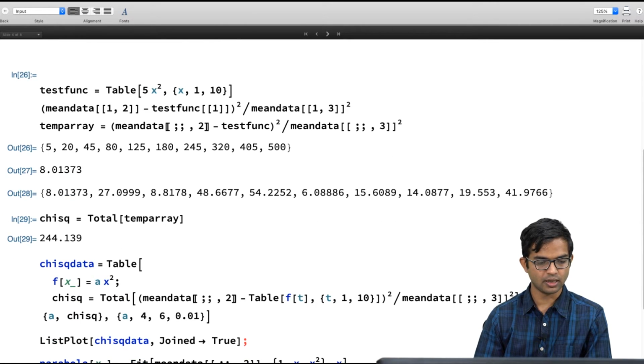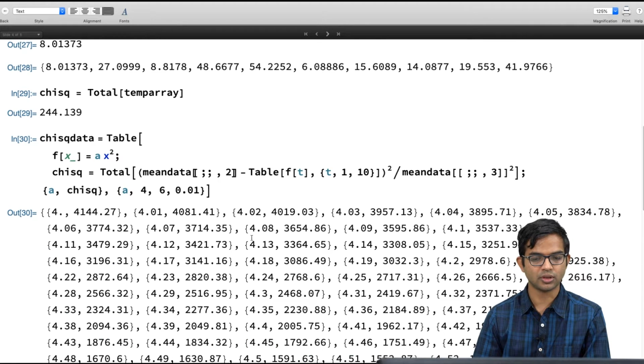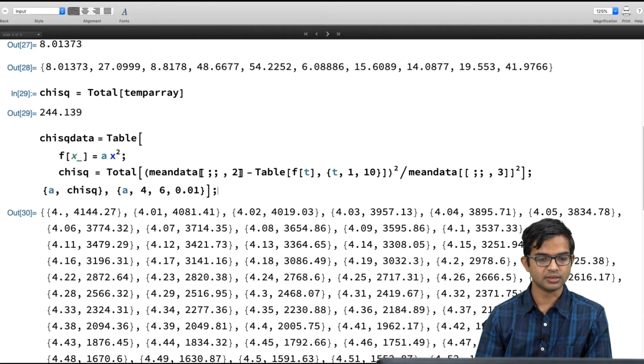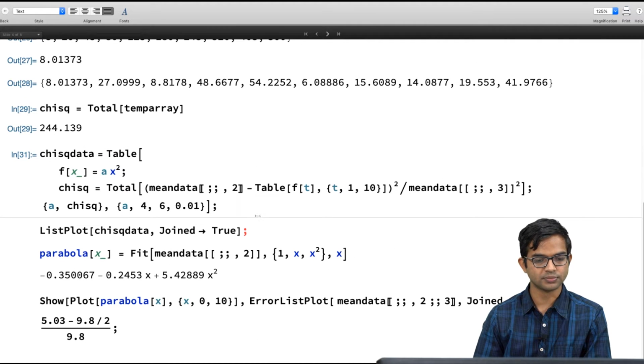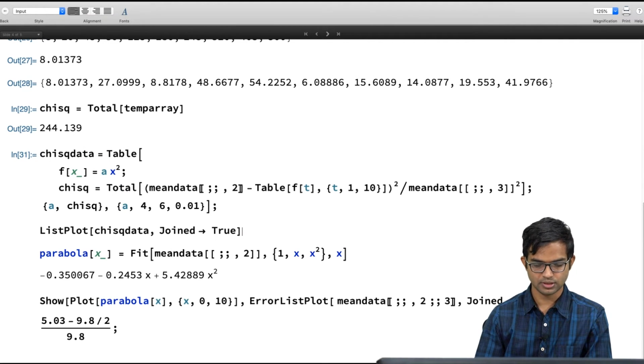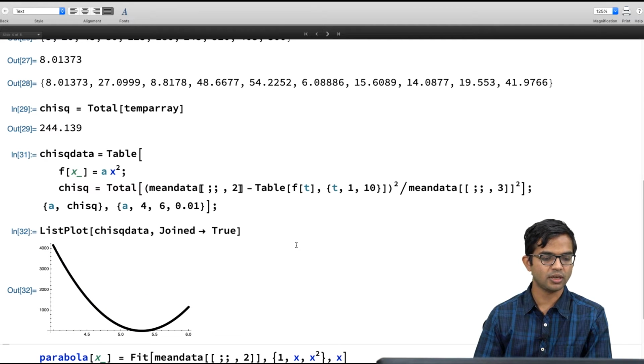So let me go ahead and run this. There you go, all this data has been created. If a were 4, then my chi-squared is 4144.27, then 4.01 gives another value, and so on. I want to visualize this information, so let me plot this. There you go. You see that it's not a surprise that the minimum is around 5.3.